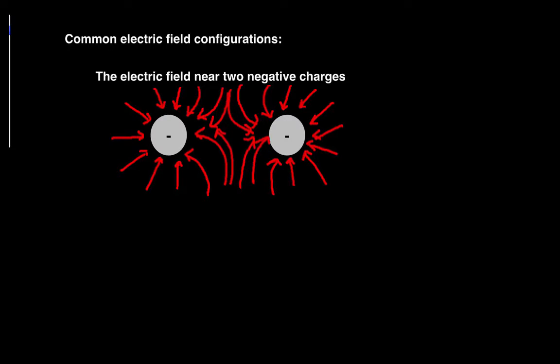In the middle, between the two charges, there's a dead zone, where if you were to place a single positive charge, it would be equally attracted to either of them, so there's no electric field there because the electric field lines cancel each other out.